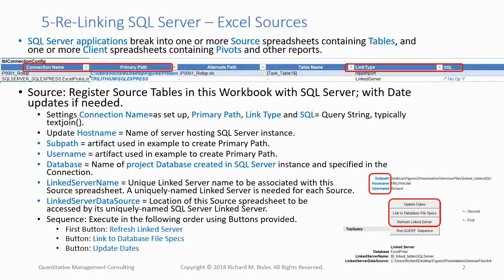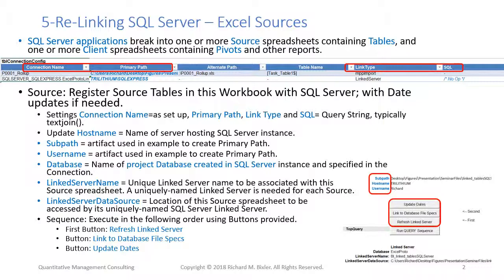Linked server is an Excel data connection used to set up a SQL Server linked server that uses ODBC to read from an Excel workbook. Field SQL contains either a dash to indicate that default SQL should be embedded in the connection. The default SQL is select star from table name, or else specify SQL to be executed for the connection.